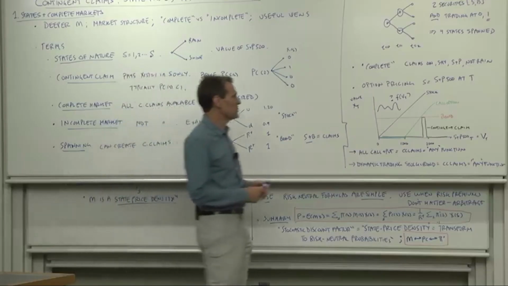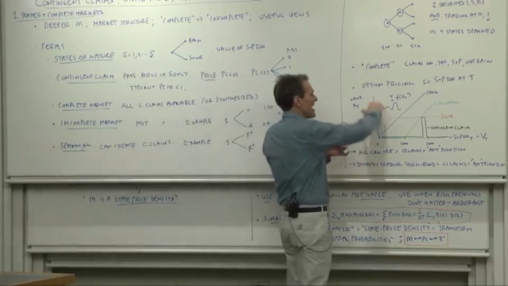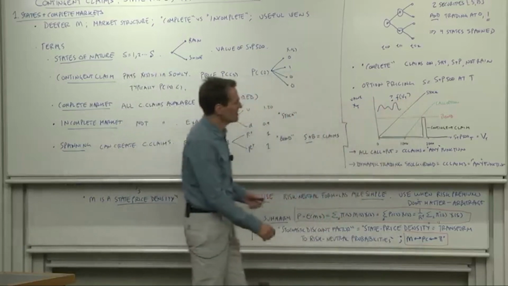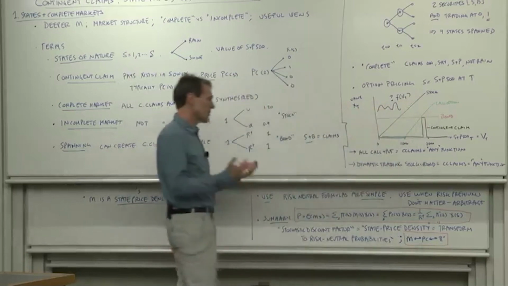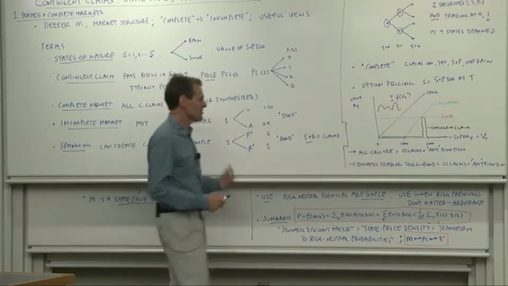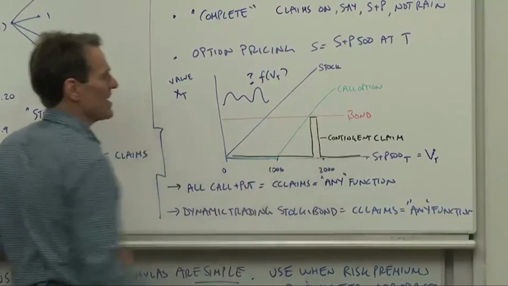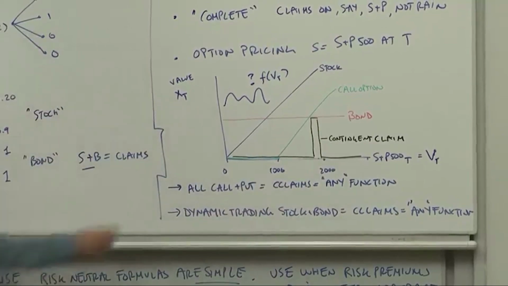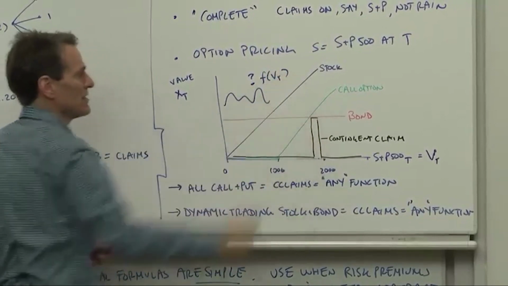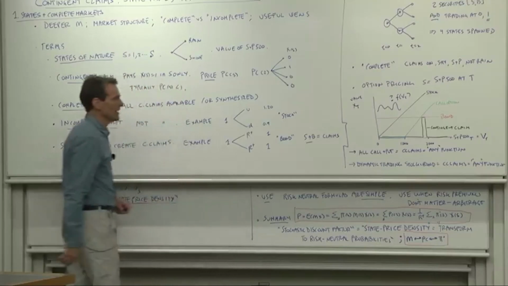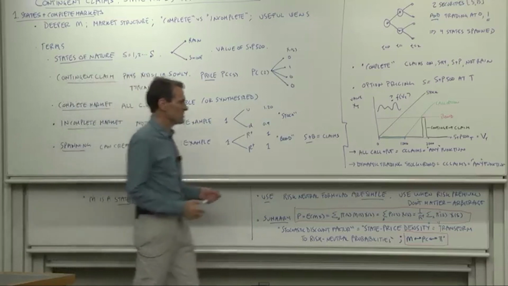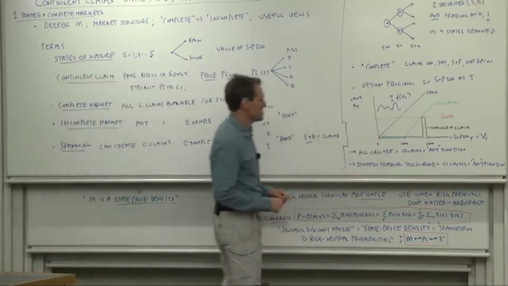So a question is, can we get any shape of payoff? Can we get any function? And so here we have some classic spanning theorems. If you have all call and put options available, then you can synthesize any contingent claim. And of course, from any contingent claim, you can synthesize any function, any payoff you'd like. So all call and put options allow you to synthesize any contingent claim.